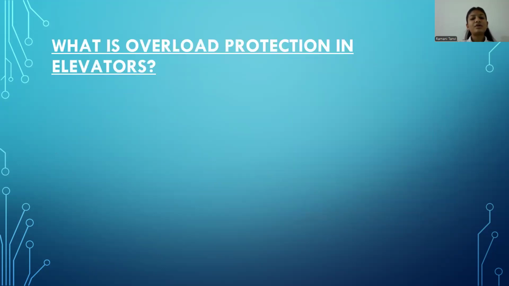Okay, what is overload protection in elevators? Let's break it down. What does overload protection mean? When the total weight inside the elevator cabin exceeds its capacity, a sensor detects it.